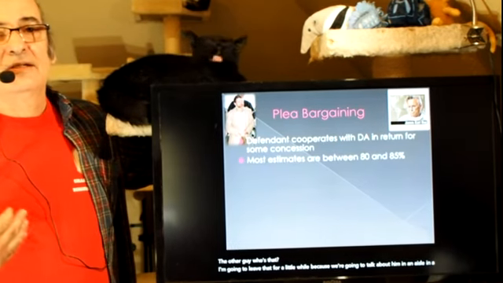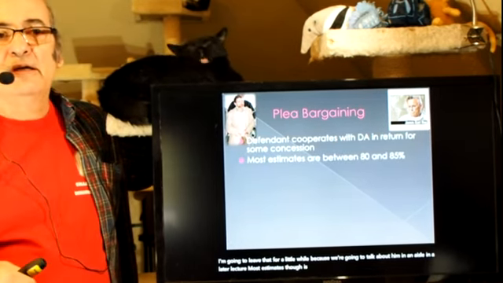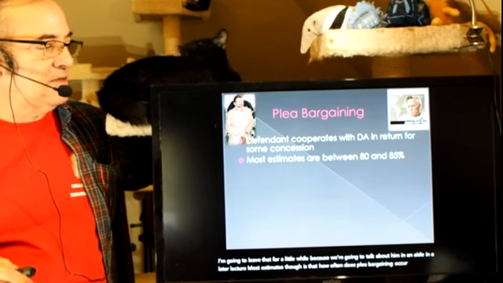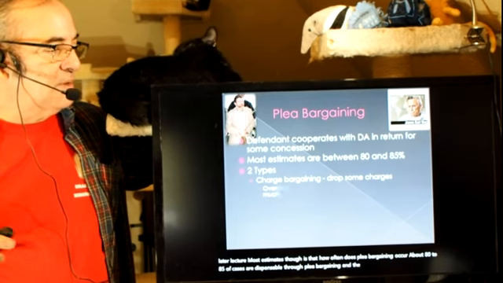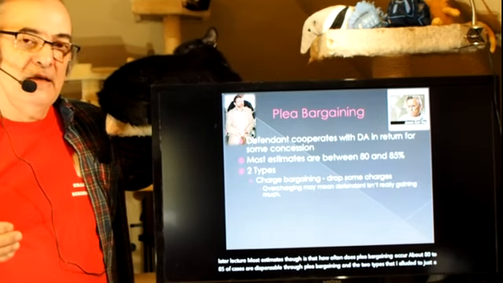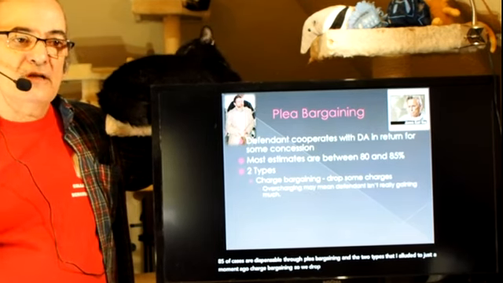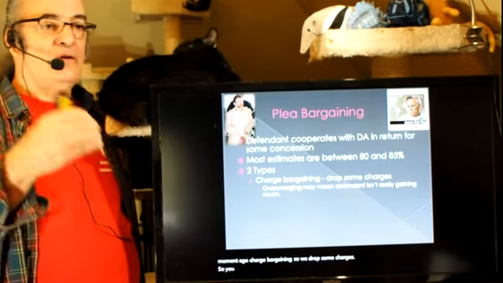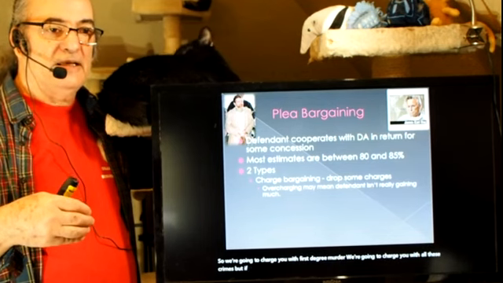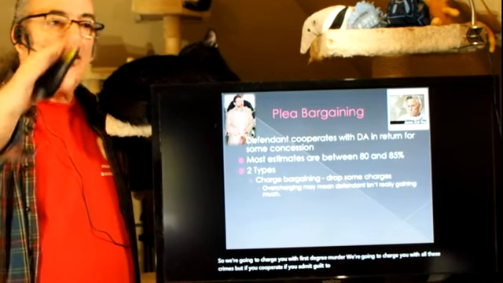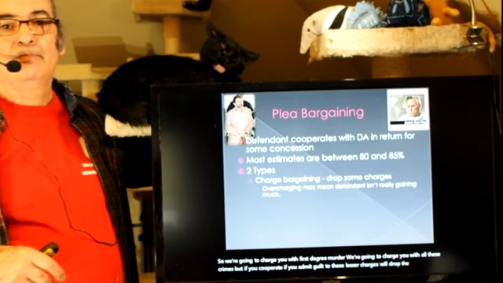Most estimates, though, of how often plea bargaining occurs: about 80 to 85% of cases are dispensed through plea bargaining. And the two types that I alluded to just a moment ago, charge bargaining. So we drop some charges. We say, well, you know, we're going to charge you with first-degree murder, we're going to charge you with all these crimes, but if you cooperate, if you admit guilt to these lesser charges, we'll drop the higher charges.